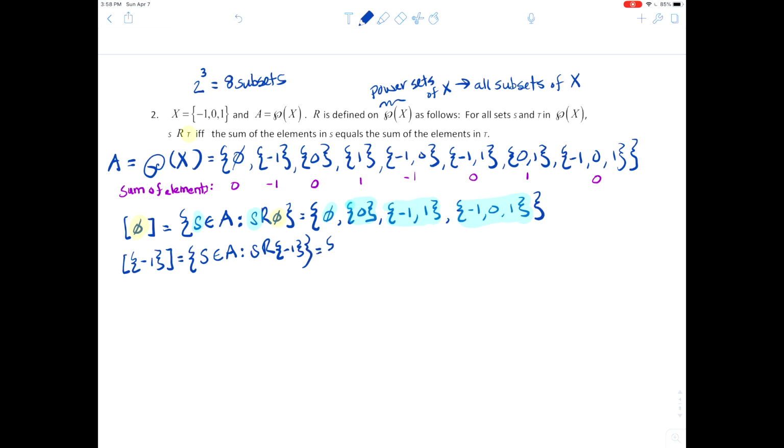So that's going to equal to what? Look for the -1s, right? And so I see -1s for the set {-1}. And then I see a -1 for the set {-1, 0}, meaning that these two sets sum, their elements sum to -1. Cool, cool?